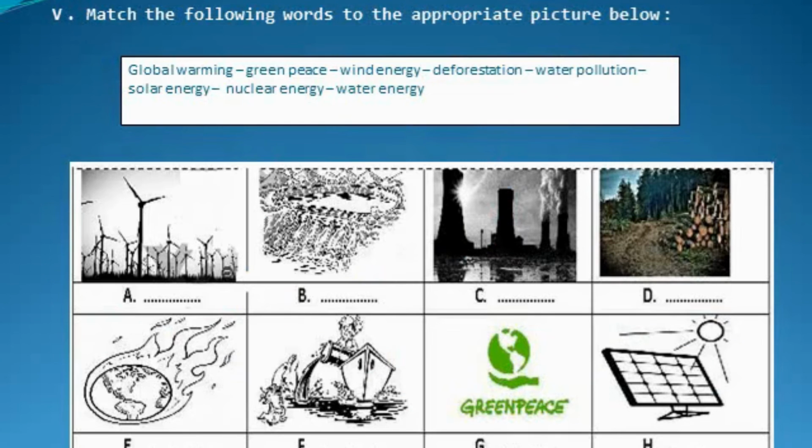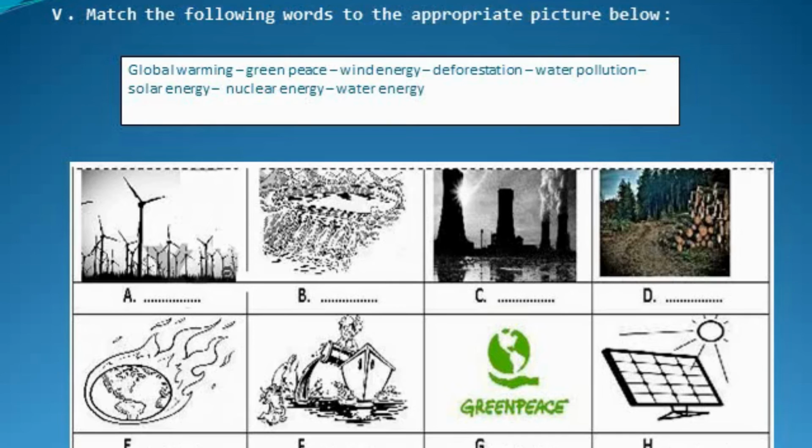The last exercise: match the following words to the appropriate picture below. You have global warming, Greenpeace, wind energy, deforestation, water pollution, solar energy, nuclear energy, and water energy. So let's begin with the first picture.